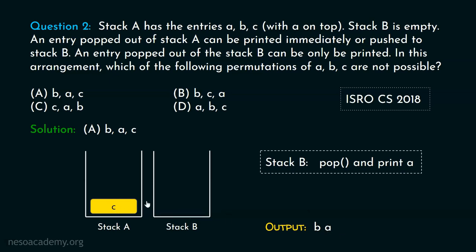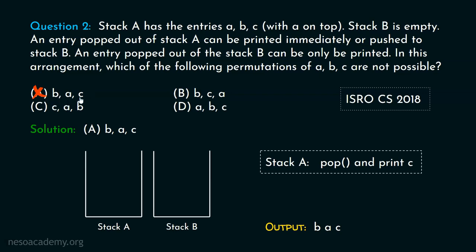After this, we can pop this element out of stack and print this element on the screen. Isn't that so? So let me just pop this element and print this over here. So this is the output so obtained, BAC. Hence it is clear that option A is not correct. This is the correct permutation, right?